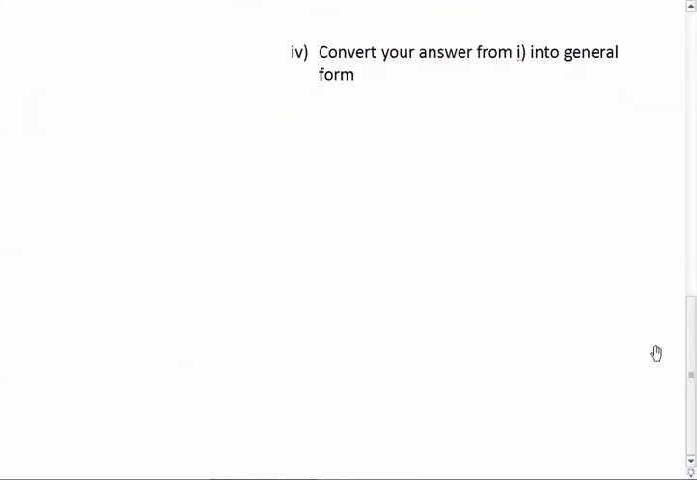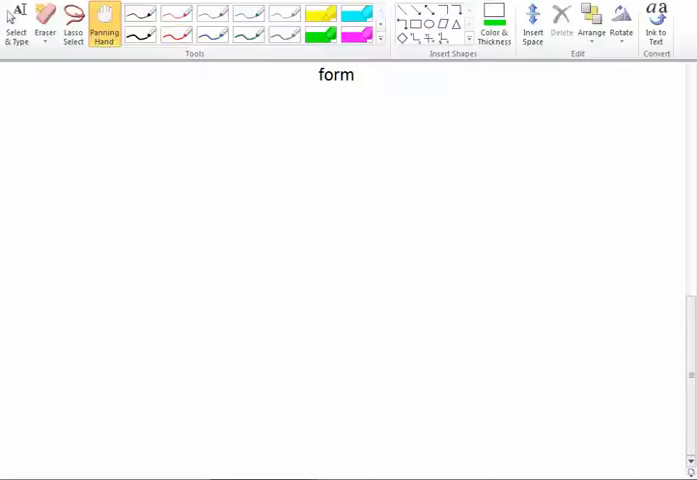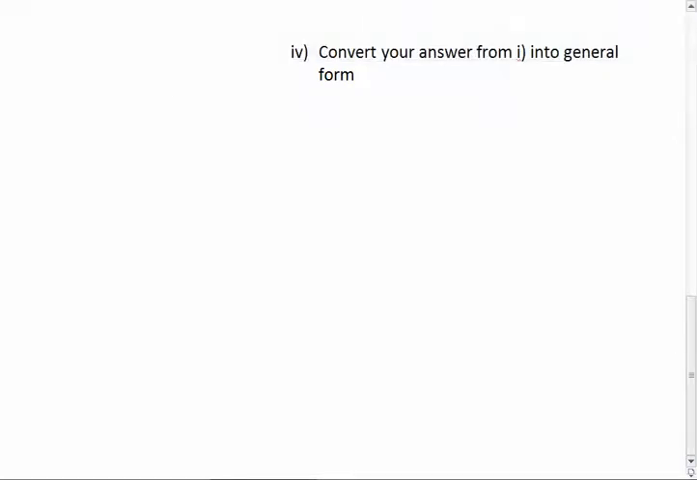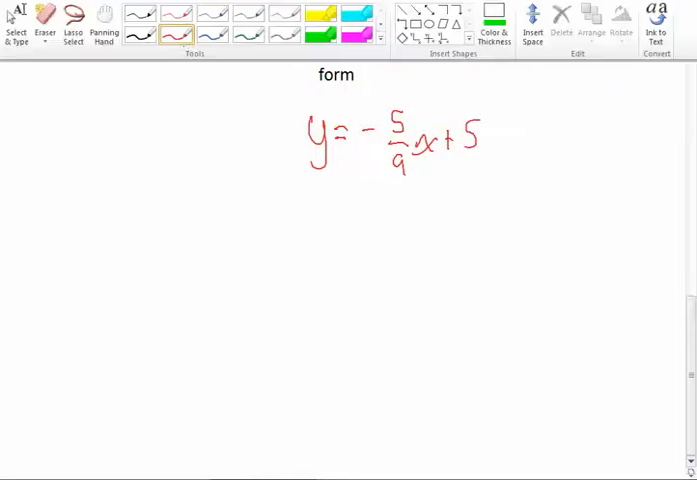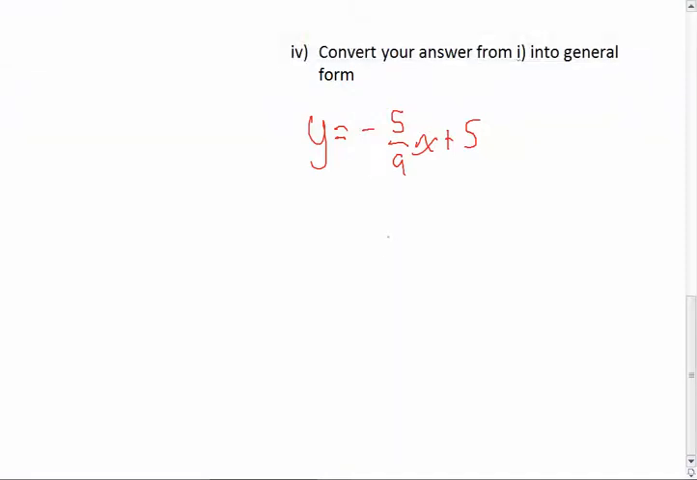So for our last one here, we want to convert our answer 1 into general form. So remember, general form is where both variables are on the same side. So we had y is equal to negative 5 over 9x plus 5. So now, what do we have to do to both sides of the equation to have the x and y together? Well, we want to get rid of this guy. How do you get rid of negative 5 over 9? What's the opposite of negative 5 over 9? Yeah, we're going to add 5 over 9x.